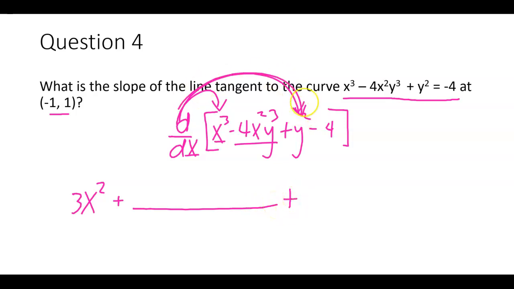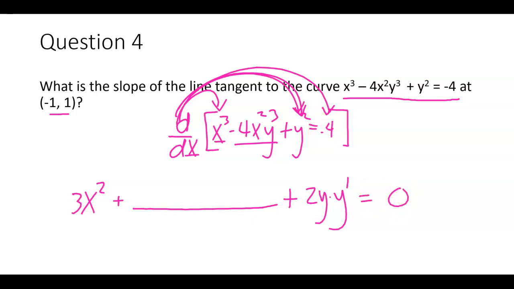Now let's do this one here. The derivative of y squared, that's going to be 2y, right? But since it's a y instead of an x, you get a y prime as a result. And then finally you have the negative 4 there, which just becomes 0.